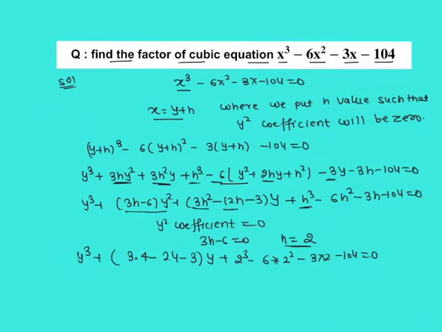Now if I simplify, we'll get y cube minus this will get as 15y minus 126 equal to 0, where x is y plus h. So x value will get as y plus 2 because h value is 2.